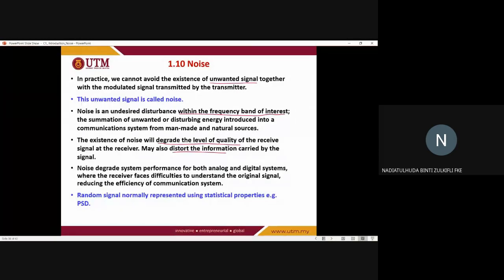Basically it will affect the quality of our received signal and distort the information carried by the signal. The receiver is supposed to understand the original signal, but will have trouble understanding it, and this affects the efficiency of the communication system. Noise is random in nature, and normally it's represented using statistical properties like spectral density. So it affects the quality of our output.